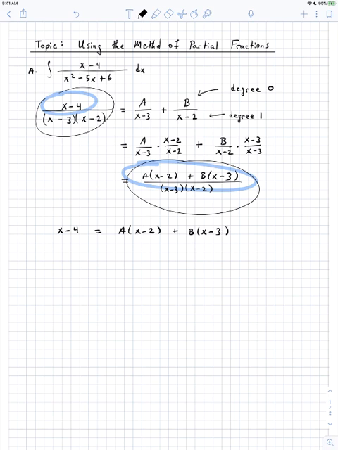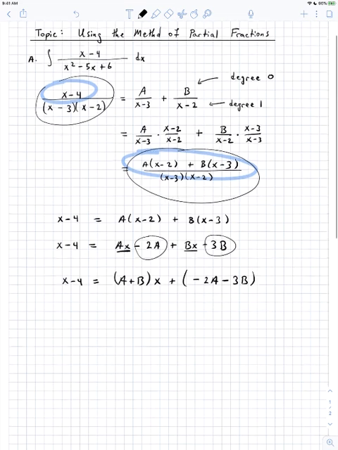Now there's more than one way to solve for A and B. The way that I'm going to do it is I'm going to distribute this A, and then I'm going to distribute the B. The next thing I'm going to do is I'm going to group together the terms that have an x, and I'm going to group together the constants. Here's one, and there's another one. So on the left side we have x minus 4. On the right side we group up everything that has an x, A plus B times x, plus, and then we have minus 2A minus 3B, like that.